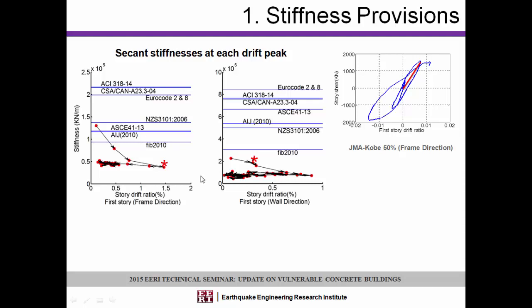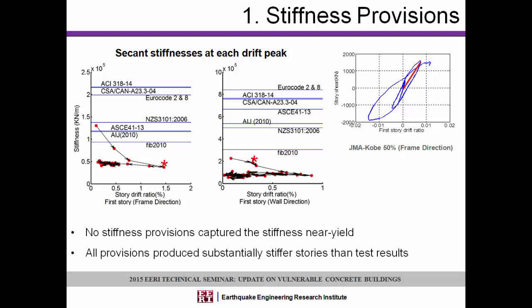And the wall direction, we have a similar and even worse condition. This is first yield here, so you're targeting a stiffness level that's about here somewhere. ACI 318, ASCE 41, this is that 0.5 EI gross putting us way up here. Also about maybe 3 times stiffer than where this wall should be. These are big differences. None of the codes really captured the stiffness properly down here, with some doing better than others. And all of the codes were quite a bit stiffer than what that structure saw.